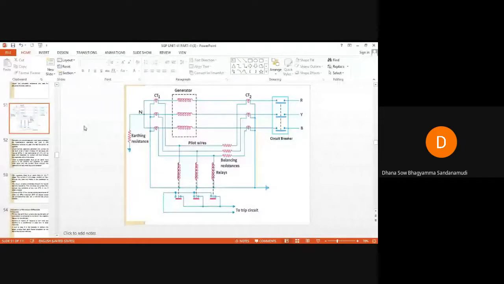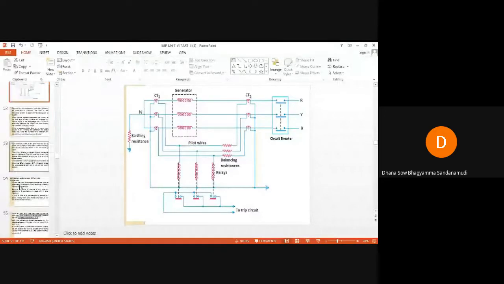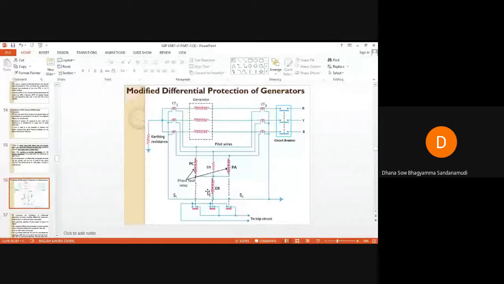So let us go for the next method of differential protection of this alternator. It is a modified differential protection of the alternator. Why? Because we have to overcome the limitation of the differential protection of the alternator. That limitation has been overcome in this method of protection. You can see the schematic diagram here, similar to the previous case.